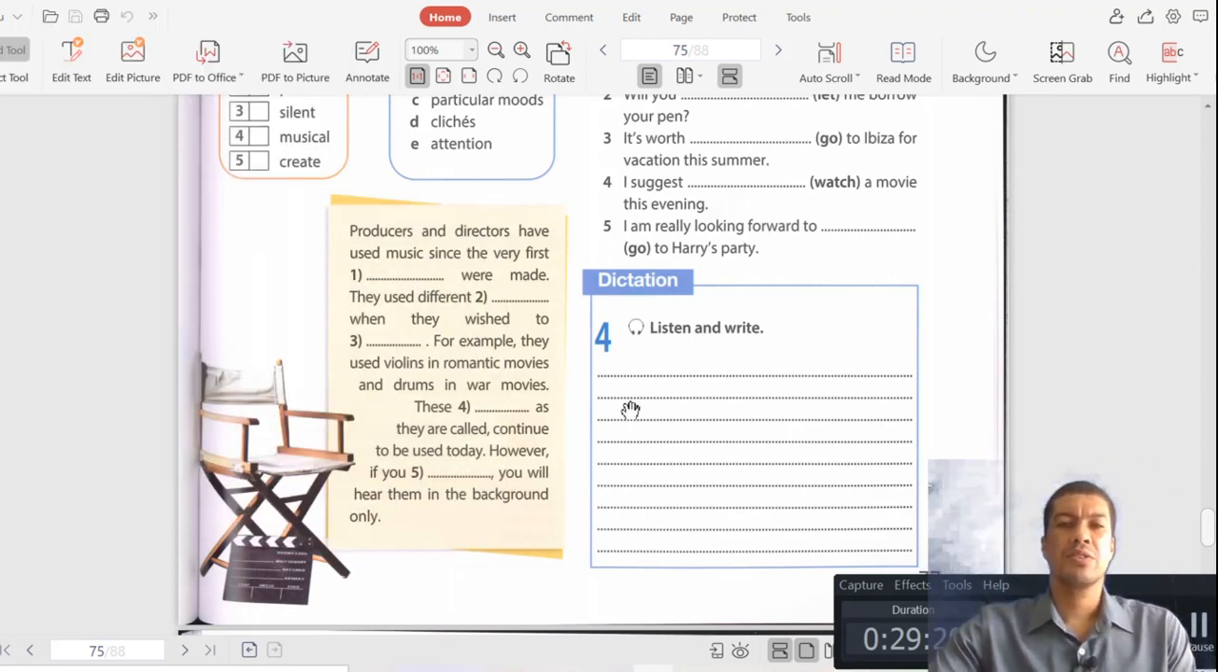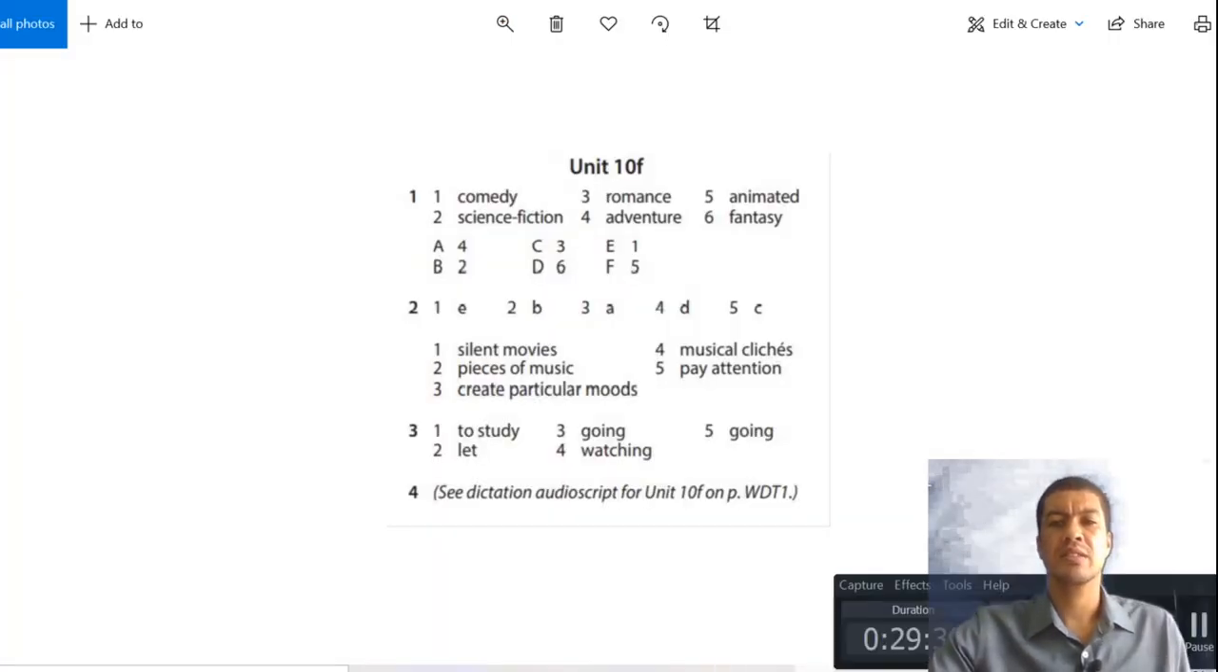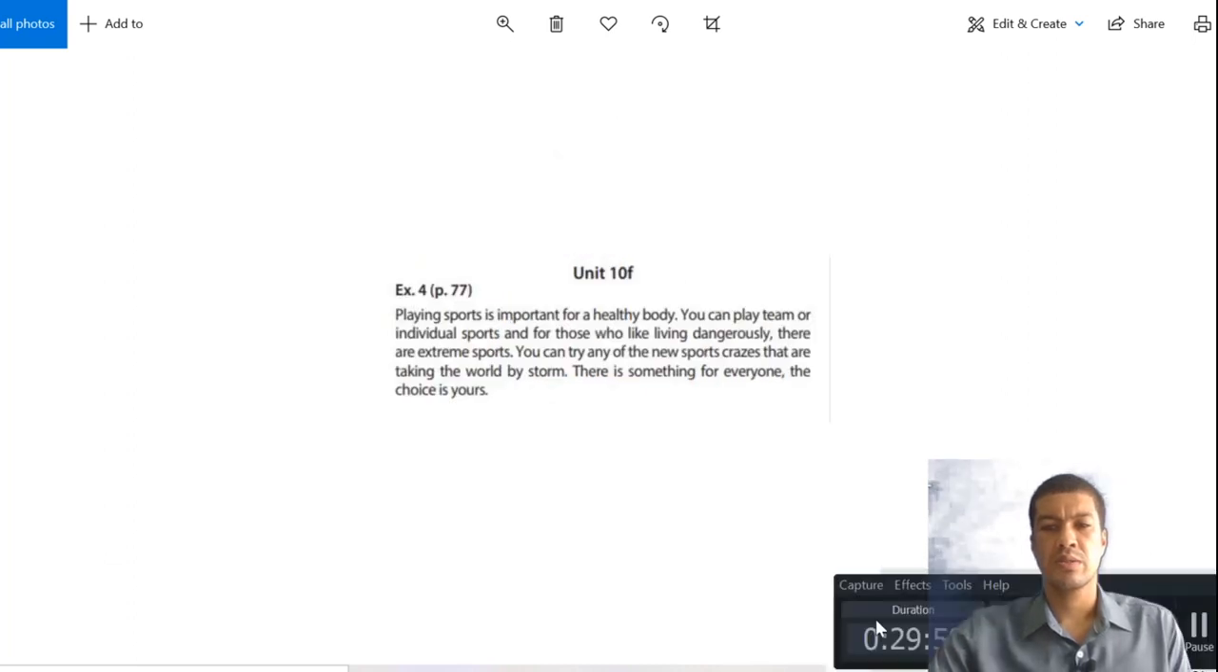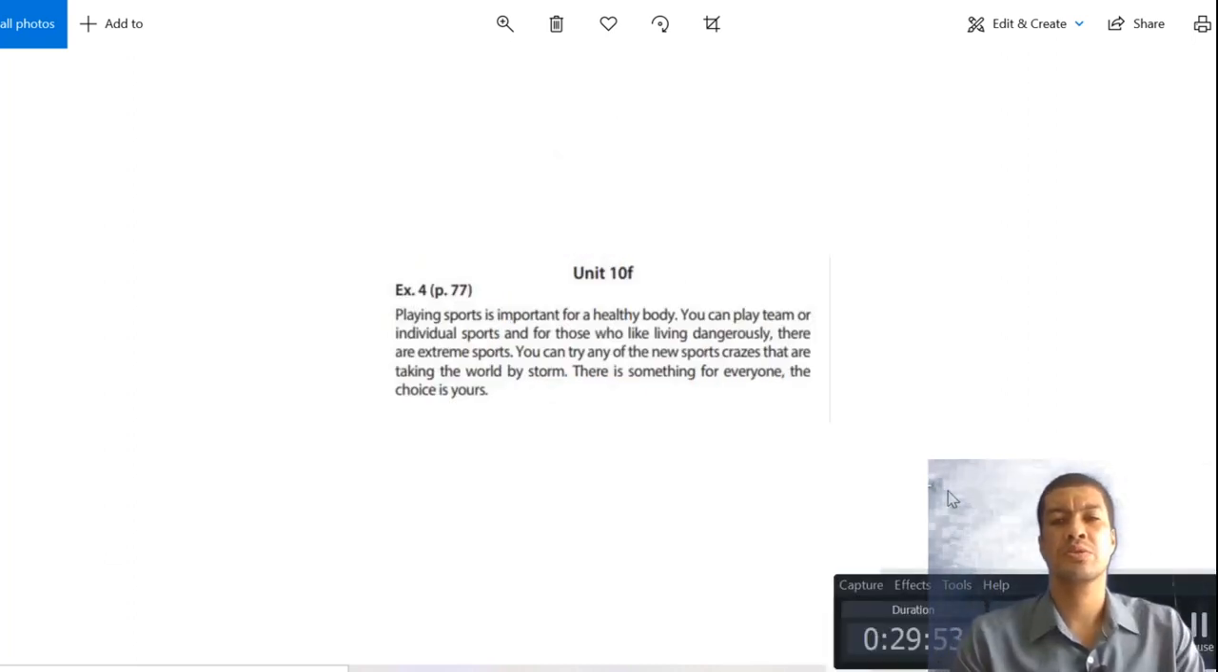All right, and that's the end of our dictation, and I will reveal the answers to us, and then we can take it from there. This is the answer key for unit 10F, and I will display the audio script for us that we just listened to. You can just pause the video over here and see if you have the correct answers. And this is the audio script that we just listened to at the moment.